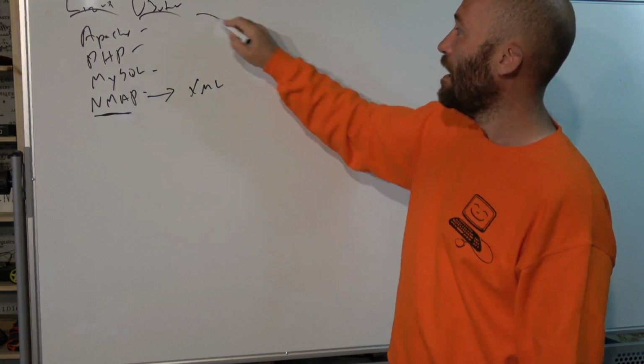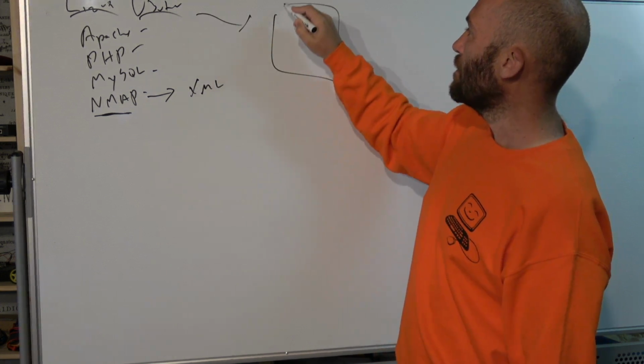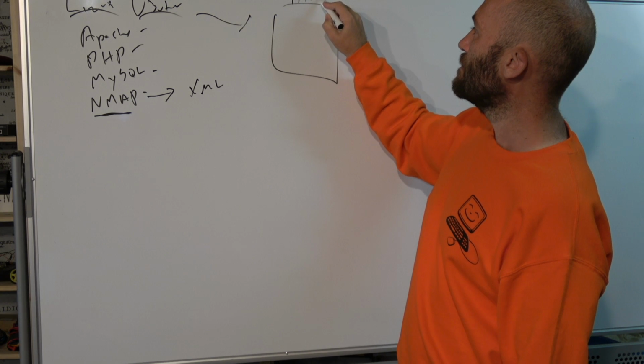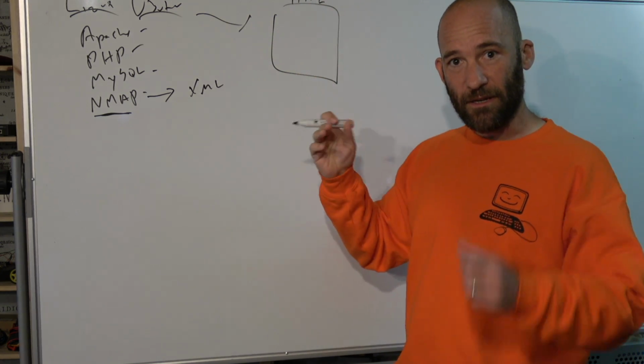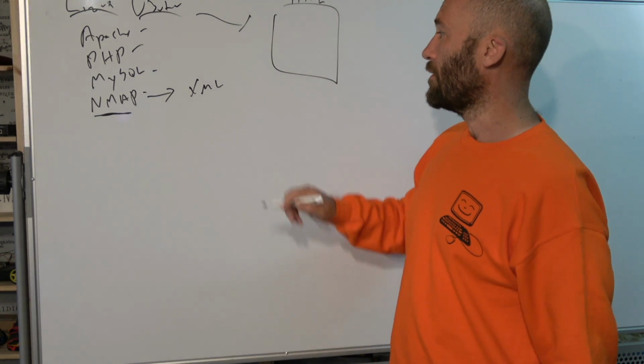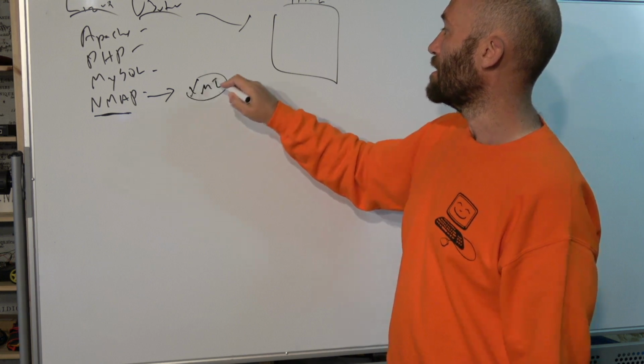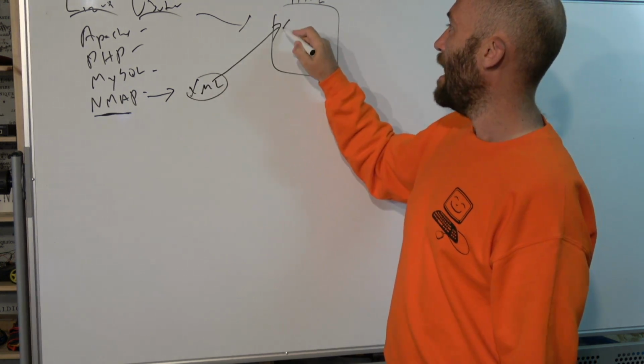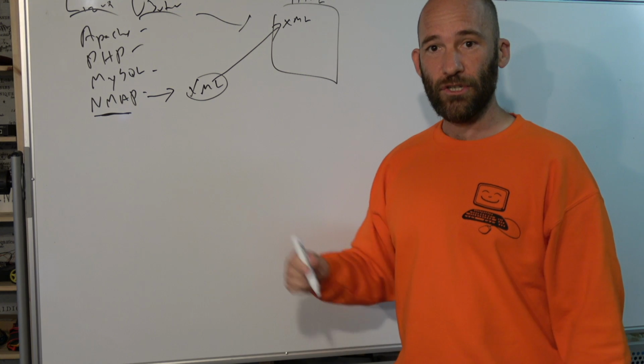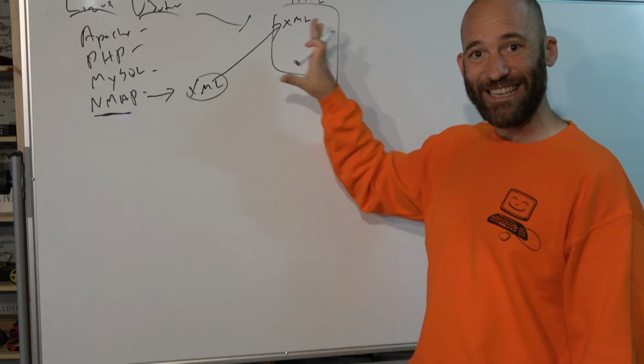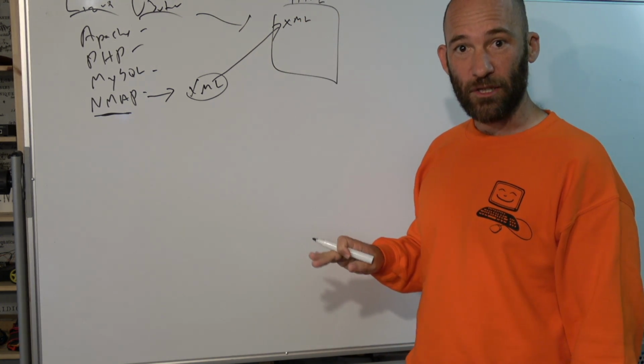So basically on our Linux server, we are going to have the HTML folder. The HTML folder is the root web server folder. And the first thing that we're going to be doing is outputting the NMAP XML file into that HTML folder, so it is then sitting there and is ready to be parsed.